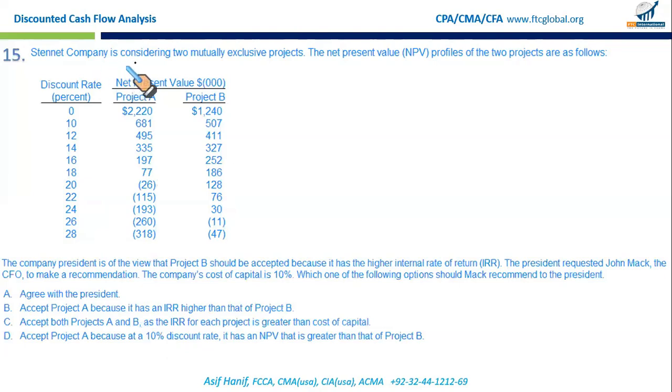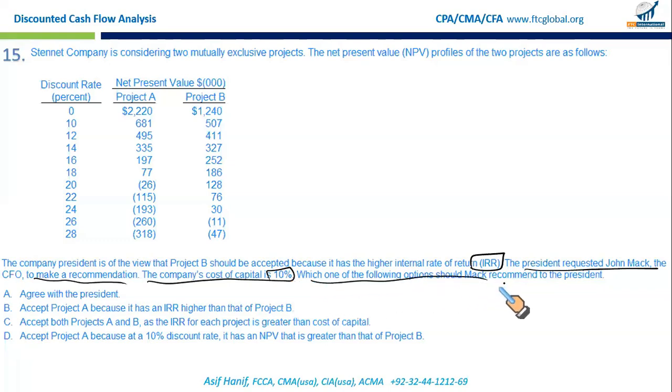It says ten companies considering the same question. The company president is of the view that project B should be accepted because it has a higher internal rate of return. The president requested John Mack, the CFO, to make a recommendation. The company's cost of capital is 10%. Which of the following options should Mack recommend to the president?